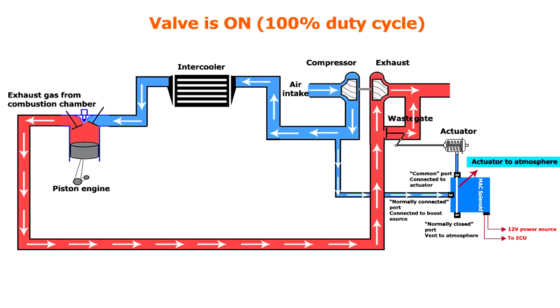So in this case what you do is connect the actuator to the common port, and then the normally connected port connects to the boost source, so the exit of the compressor. That way when the solenoid's off, the air just flows straight through and you end up having the standard actuator boost.